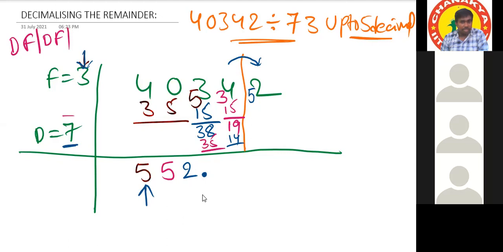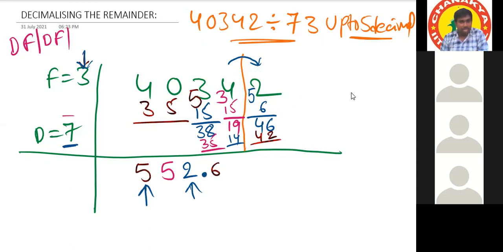Then again flag multiplication with this 2. 2 3s are 6. 52 minus 6 is how much? 46. In 46, how many times will 7 go? 6 times. 7 6s are 42, and the remainder is 4.